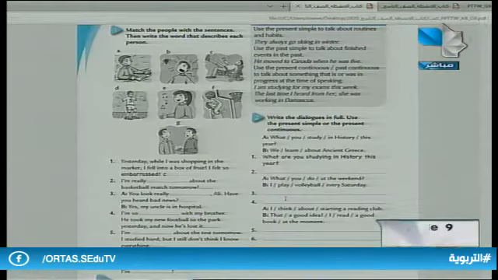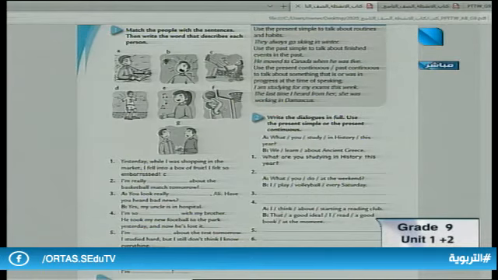What is the answer? The answer, I play volleyball every Saturday. Good. Very nice. Number 3. Let's move to number 3. The answer, no problem. Let's move to 4.